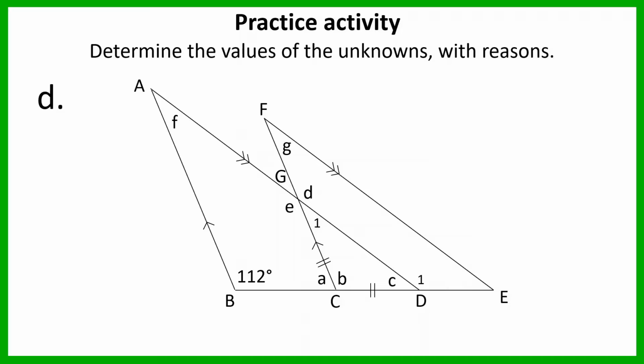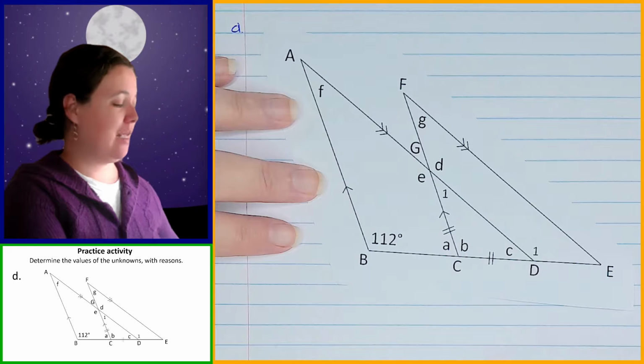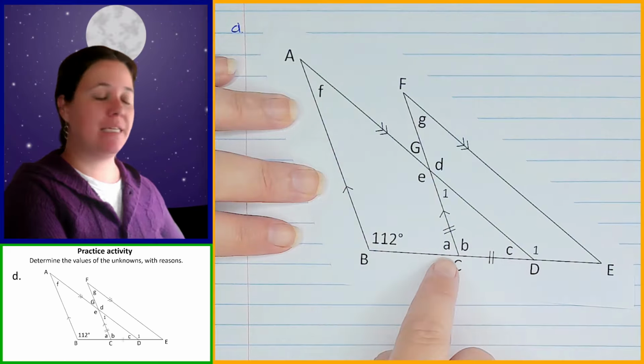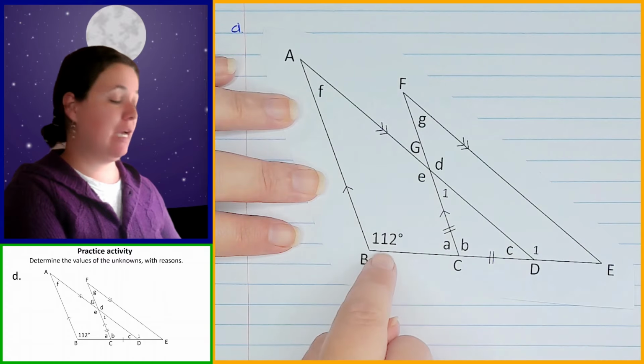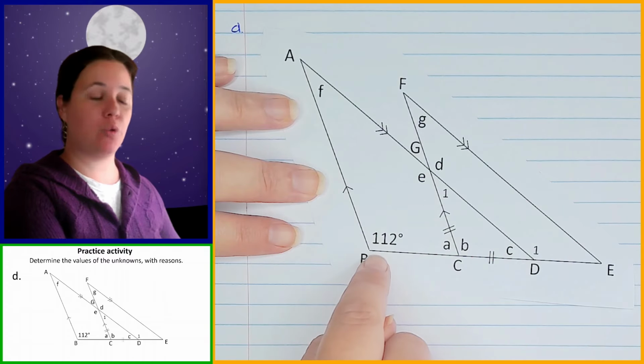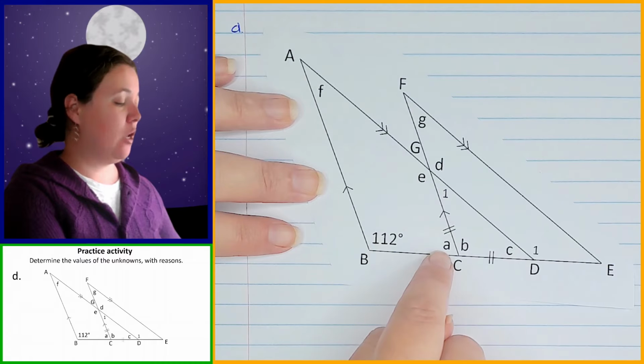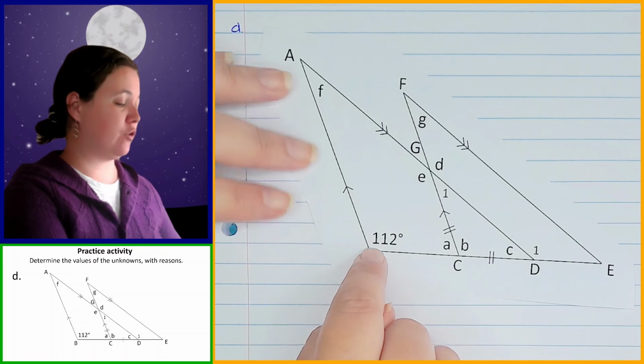Okay, let's go through that question and see what you should have got. The first angle we need to work out is A over here. The only angle that we've actually been told the size of is angle B, which is 112 degrees. So we have to see how we can work out A using 112 degrees over here.